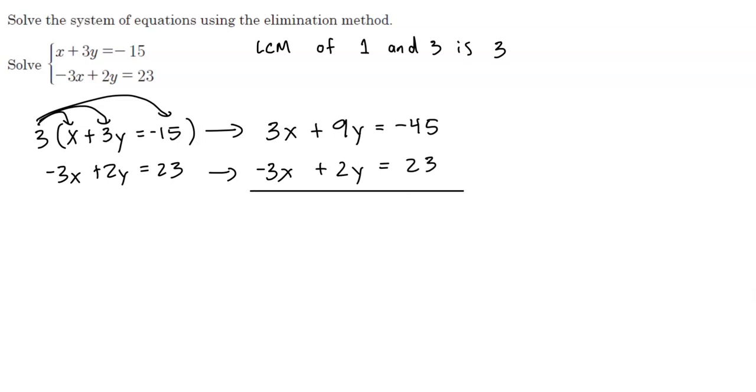So if I add down, 3x minus 3x eliminate. 9y plus 2y is 11y. Negative 45 plus 23 is negative 22. To solve for y, I could divide both sides by 11. So y is equal to negative 2.